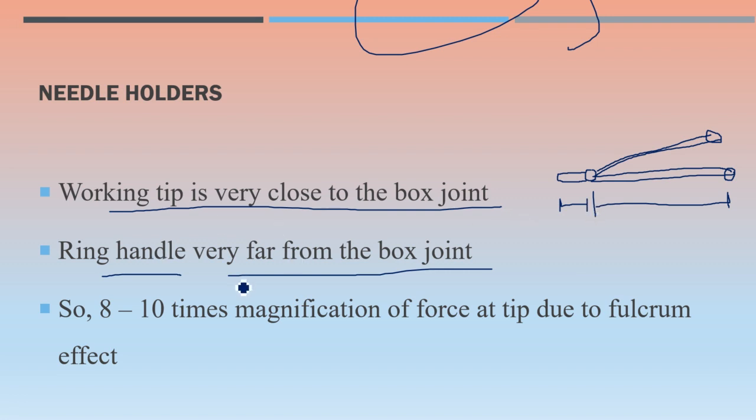So this arrangement in needle holders is going to magnify the force at the tip around 8 to 10 times. How much? Around 8 to 10 times. The magnification of force at the tip is due to the fulcrum effect. This effect is known as the fulcrum effect. We are discussing the needle holders, right? We need more force to hold the needle, this sharp rounded curve.